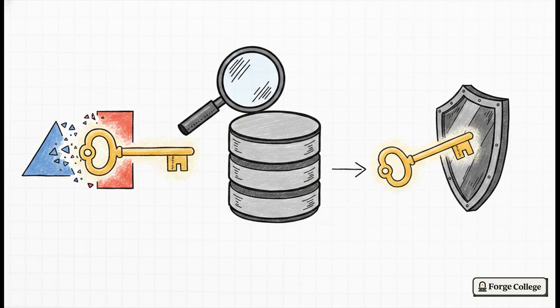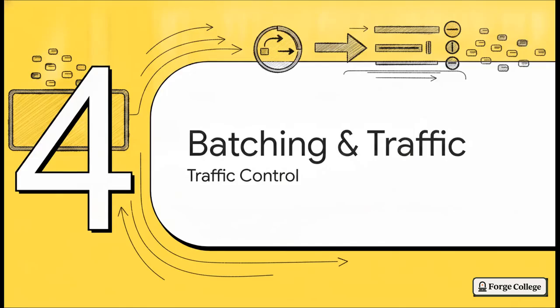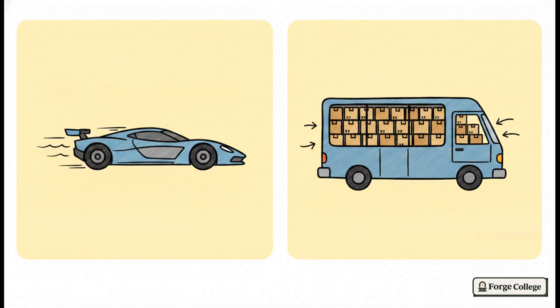It is an incredibly elegant way to keep our data perfectly clean. Section 4. Batching and traffic control. When it comes to managing all this traffic, we essentially have 2 main options: immediate submission versus batching.